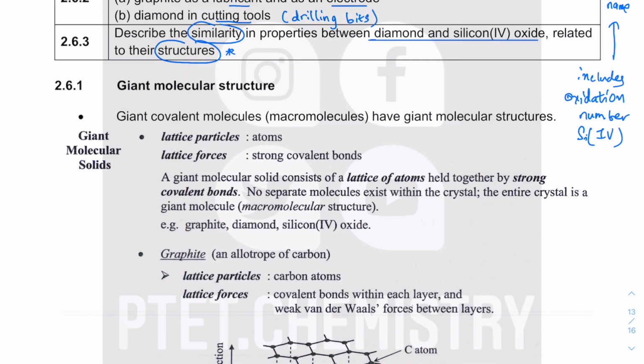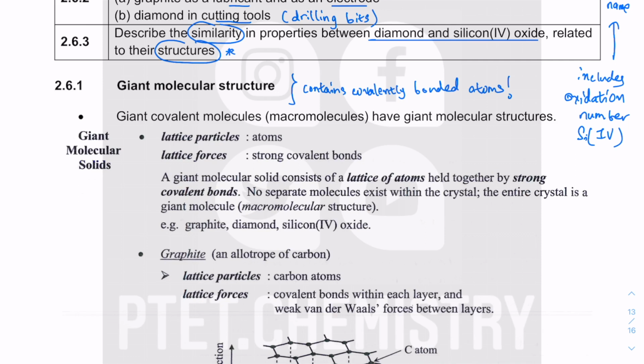So giant molecular structure contains covalently bonded atoms. That's the first important thing you have to know. You have atoms that are covalently bonded with each other, but they are not simple molecules, because as part of the giant network, they are more complicated than just simple molecules.